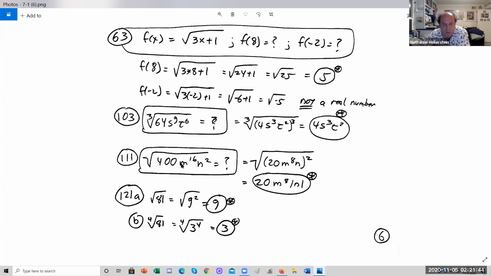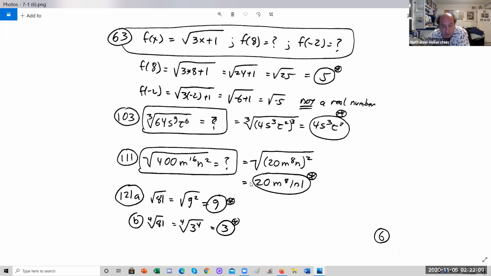Here we have the square root of 400 m to the 16th n to the 2nd. Well, 400 is 20 to the 2nd. M to the 16th is m to the 8 to the 2nd, because 8 times 2 is 16. And n squared is n squared. Square root and square cancel out. 20 m to the 8th absolute value of n. I put an absolute value to make sure that this is positive, and the square root of the square is always positive.